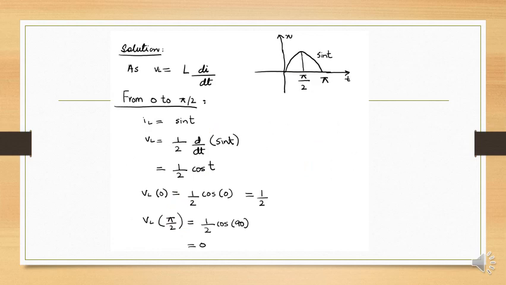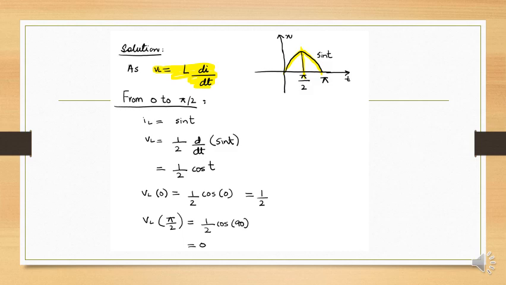Now, first of all, from our previous slides, we have to find out what formula is going to be used in this kind of circuit to find the value of VL, that is L into derivative of I. This kind of waveform starts from 0, goes to a peak and then returns back at pi. We will divide it into two time slots, from 0 to pi by 2 and from pi by 2 to pi. So from 0 to pi by 2, IL is equal to sine of t.